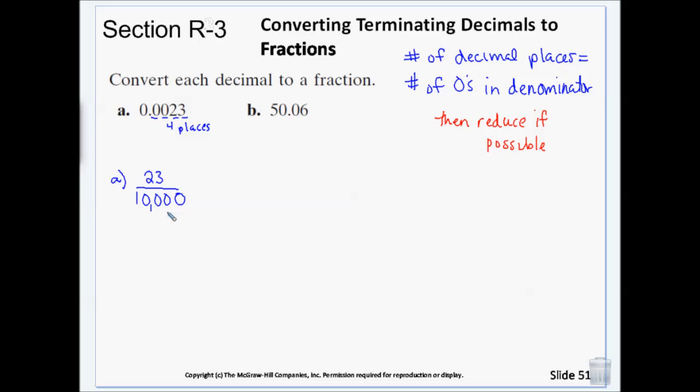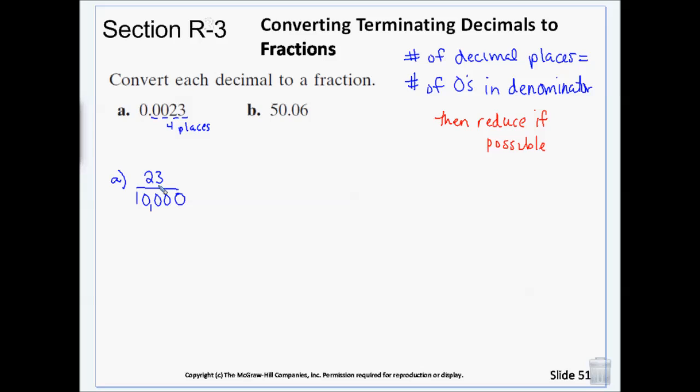To determine if things divide by 3, do you guys know this trick? You add the digits. So 2 plus 3 is 5. 5 does not divide by 3, so 23 won't divide by 3. Neither will 10,000. You have to end in 0 or 5 to divide by 5. This won't work.